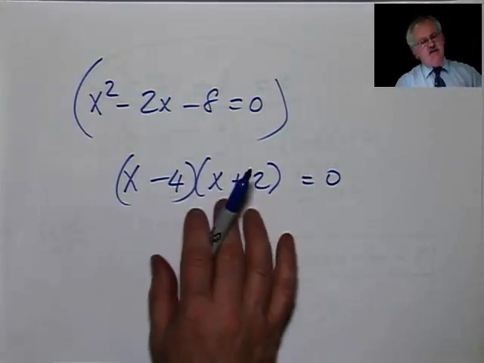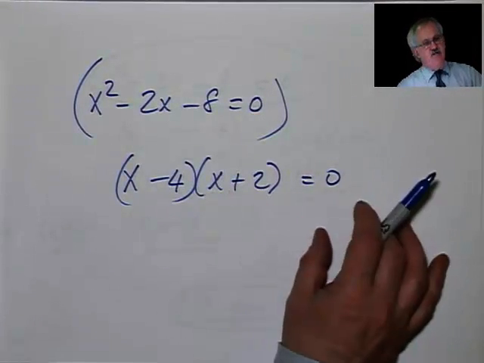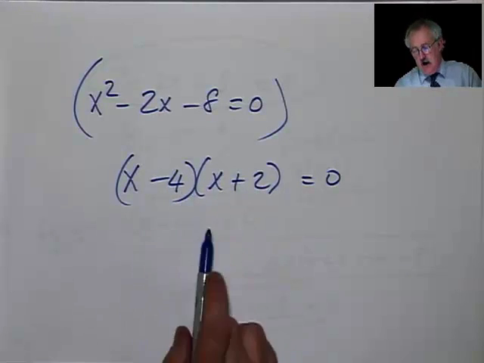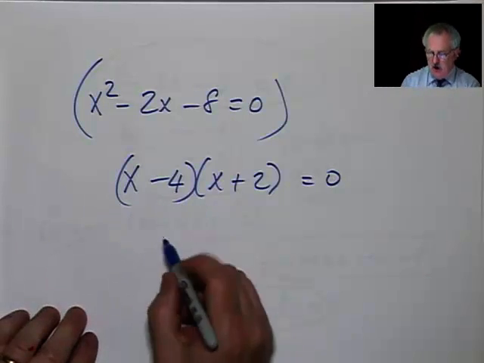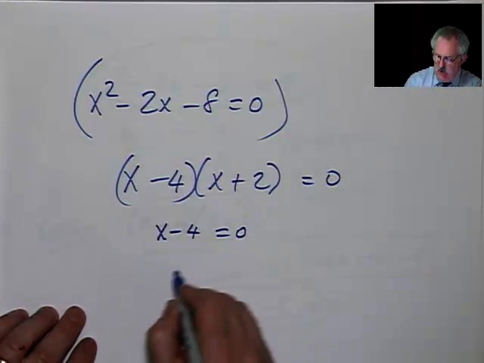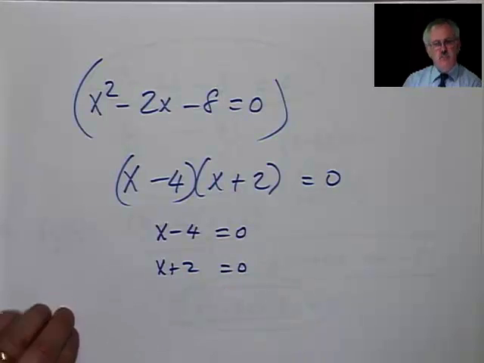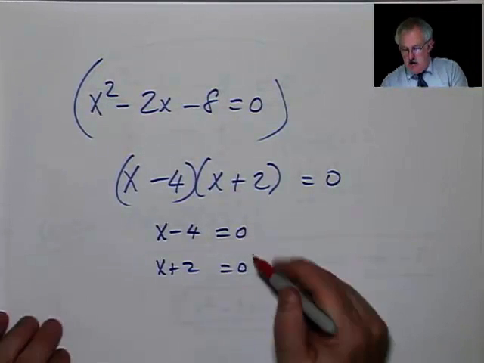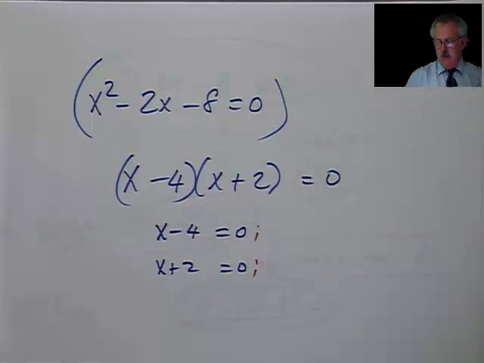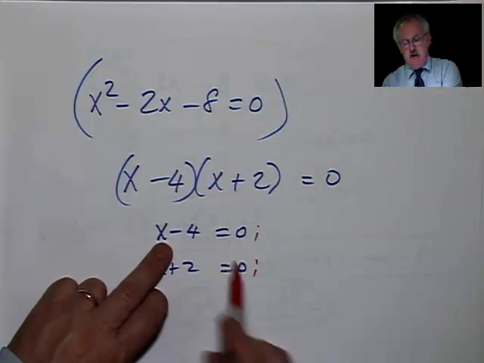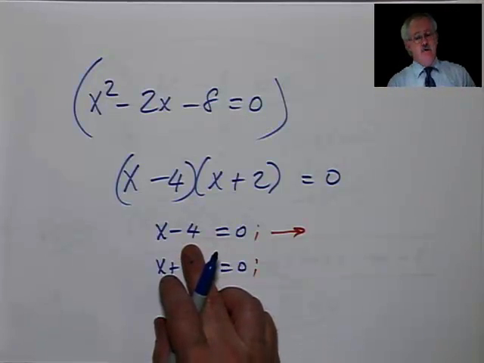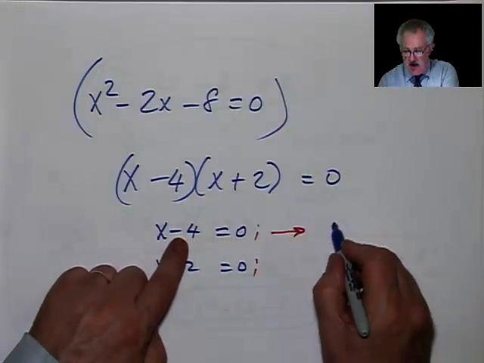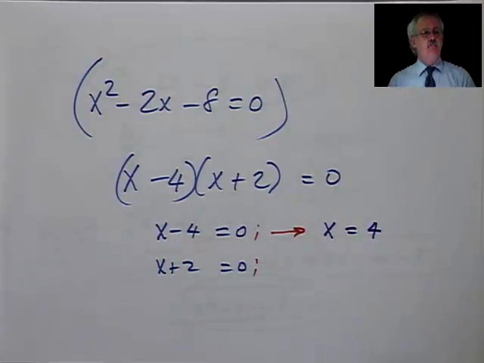The only way you can get something to be 0 when you multiply it is that one of these has to be 0. Either this is 0 times something, or this is 0 times something. So either x minus 4 is 0, or x plus 2 is 0. Now, if x minus 4 is 0, how would we solve that equation? How would we get rid of the minus 4 on that side? Add plus 4 to it. That would get rid of it and leave 4 on the other side. Basically, x is equal to 4.